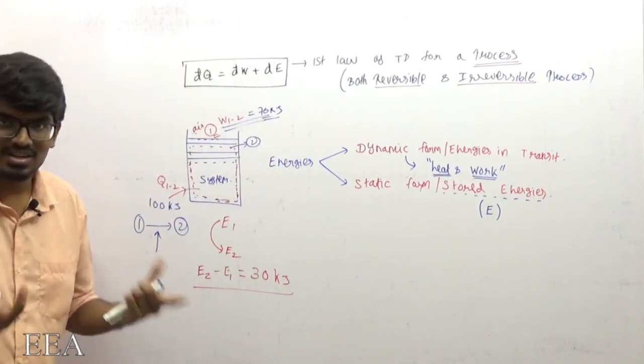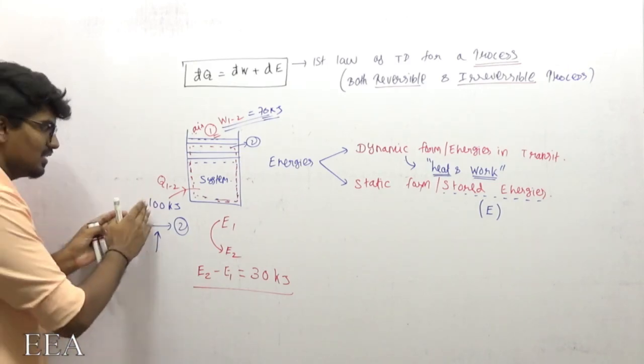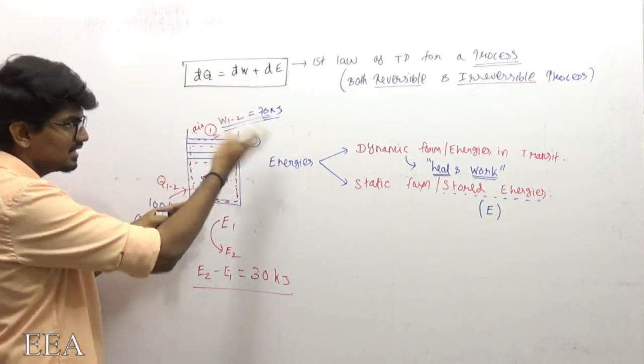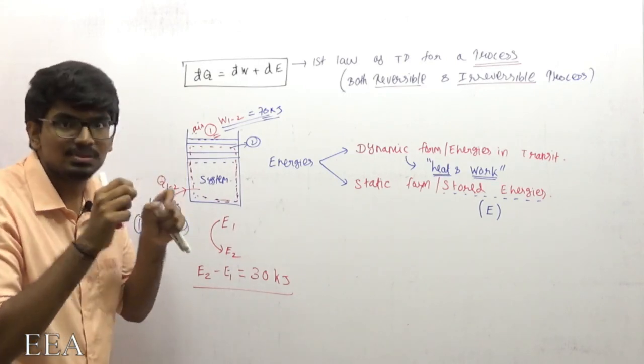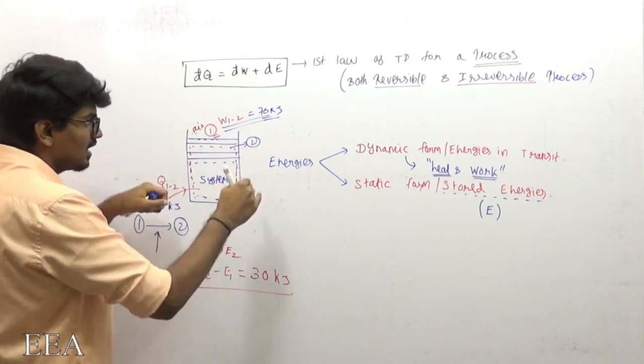Simple energy conservation. If you think about this, it is a simple energy conservation. I am sending some energy, and I am getting some energy. Those two are energies in transit. When I am doing the process, those energies have some meaning. Once the process gets over, they don't have meaning. So I am sending 100 and I am getting 70.